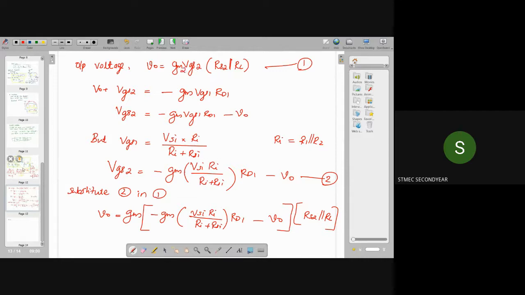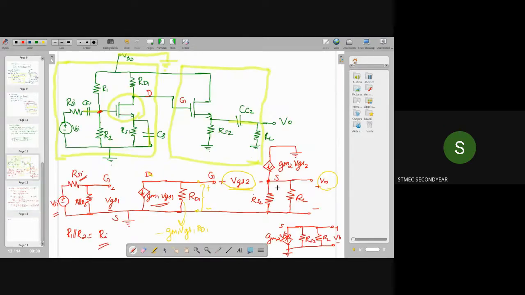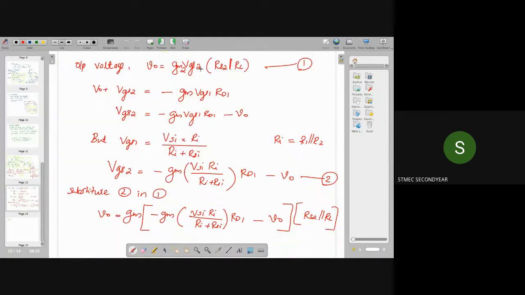Here it is GM2 into VGS2, right? So this is GM2 into VGS2. This is GM1 into VGS1. So this is GM1, this is GM2.